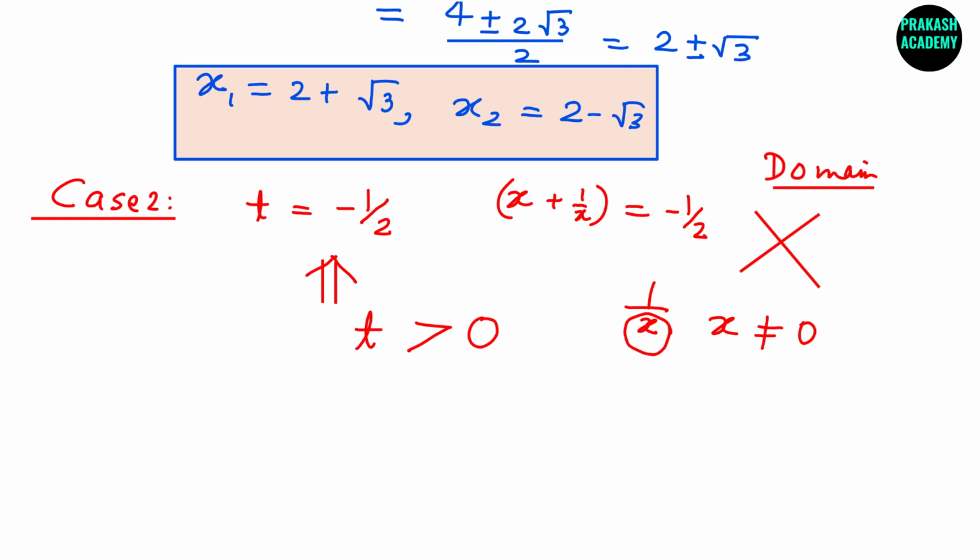So for this problem we have only two solutions, and these two solutions are 2 plus root 3 and 2 minus root 3.